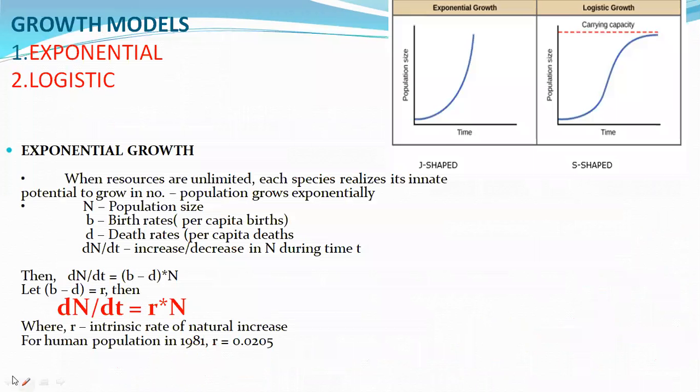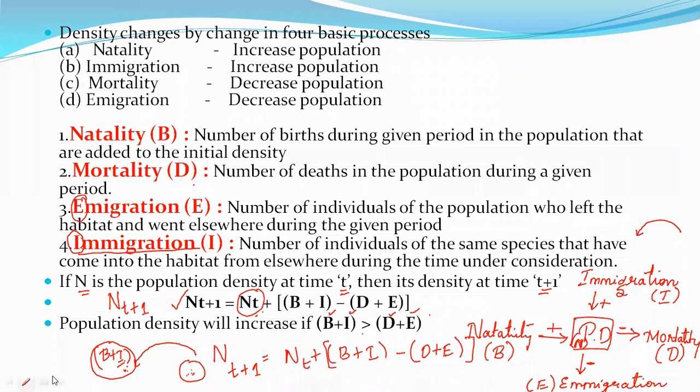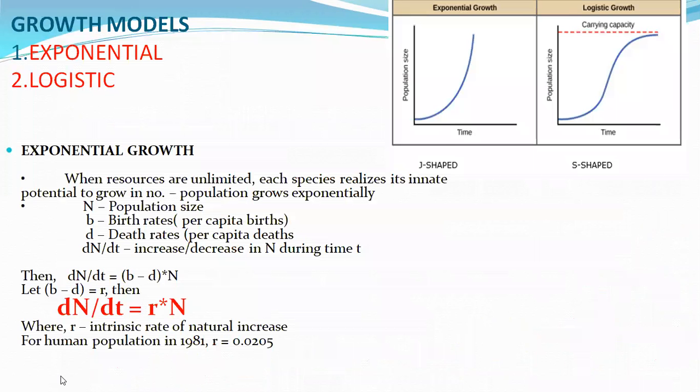So now, if this is clear, let us go to growth models. There are two types of growth model, that is, one is exponential and another one is logistic. Now what happens in exponential? I'll tell you.